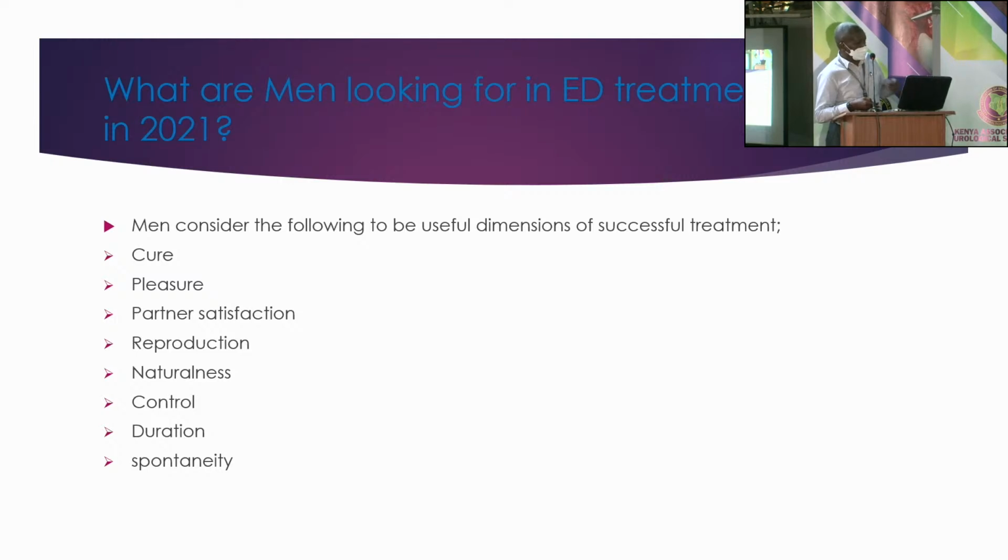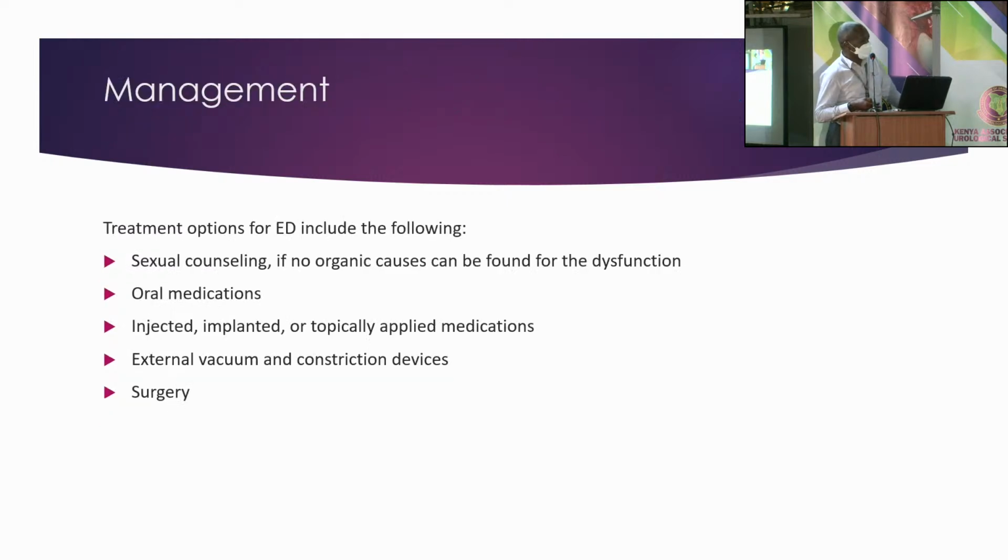So when it comes to management of ED, we can talk about various pathways or various things that we can do. One of those is that sexual counseling is very important, as has been said by the previous speaker. That is, if no organic cause can be found for the dysfunction, oral medications, injected or implanted or topically applied medications, external vacuum constrictors, and surgery.